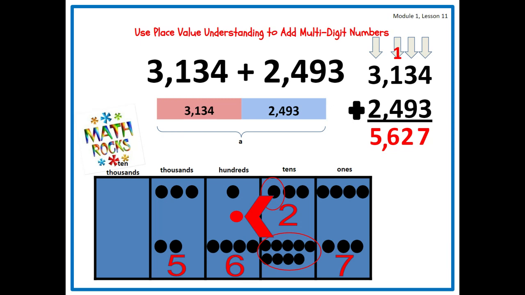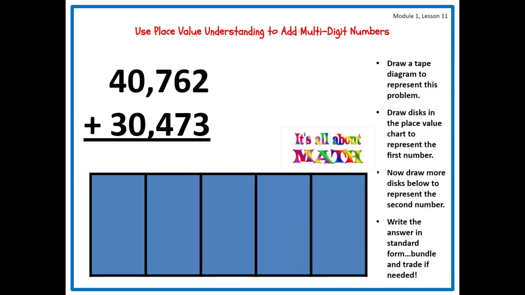All right, friends, I'm going to tell you, if your standard algorithm and your place value chart answers match, then you have done a great job. And you can say that in this problem, that was our answer that we were looking for. The total whole that we were creating by those 2 parts is 5,627.